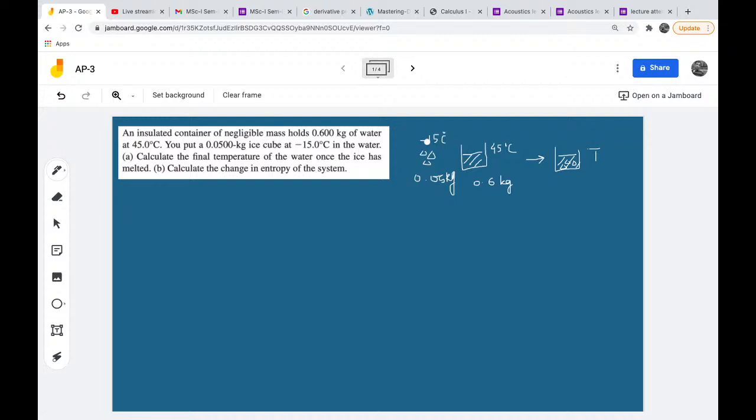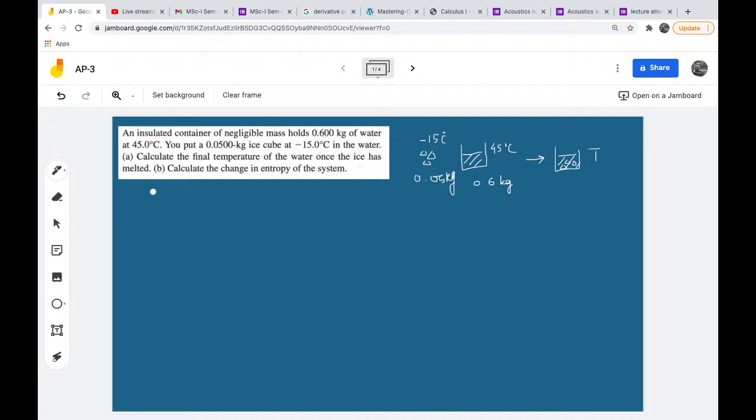So the ice heats in three parts. One, from minus 15 to 0. Second, phase conversion at 0. Third, after it has converted into liquid, again from 0 to some final value of temperature. Water will lose heat from 45 degrees to that final temperature, and that is our assumption. We have to calculate the final temperature.